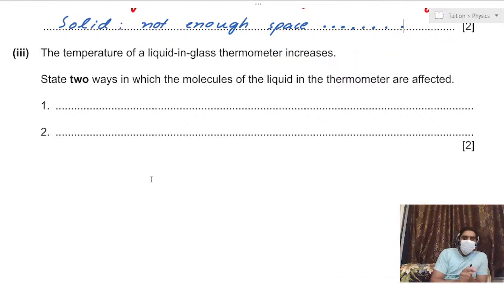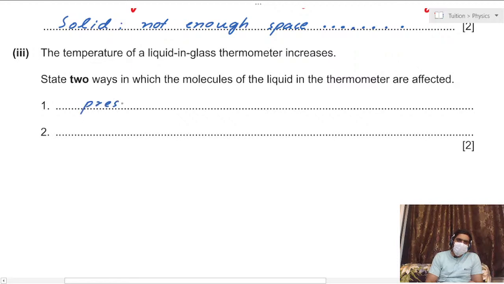All right, anyway, what are the two ways by which the molecules would be affected? Anyone who would like to respond to it? Pressure increases.